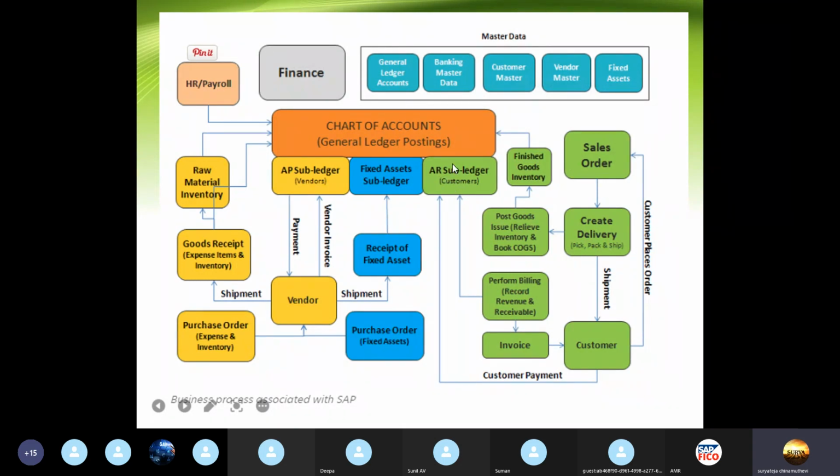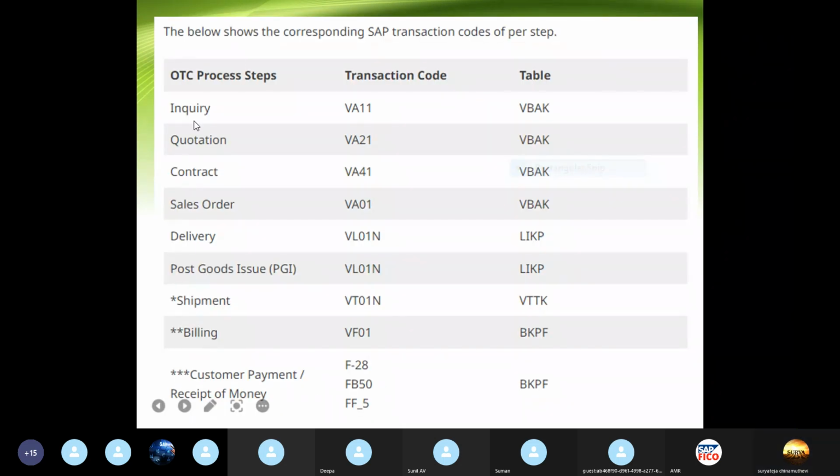Like account receivable subledger. And those colored in blue come under the fixed asset subledger, like receipt of fixed asset, purchase order. This belongs to the vendors, like accounts payable subledger, payments, vendor invoice, goods receipt, expense items and inventory, like that. This is it, guys. Next, the below shows the corresponding SAP transaction codes per step of the OTC process steps.